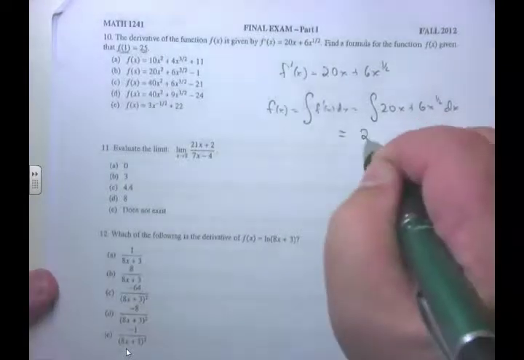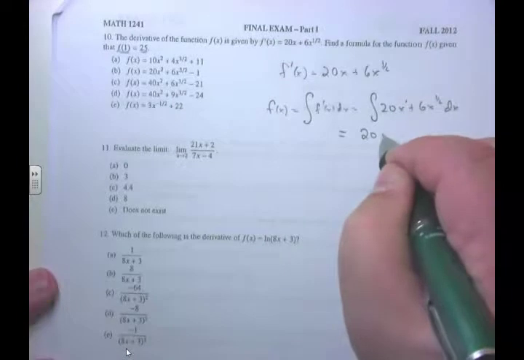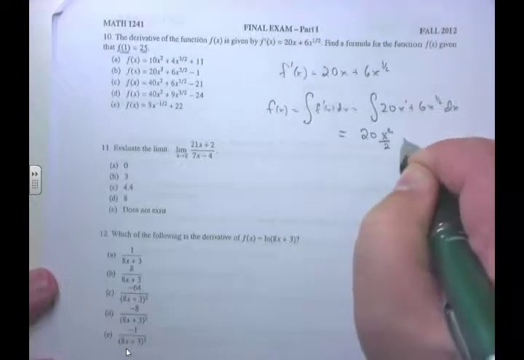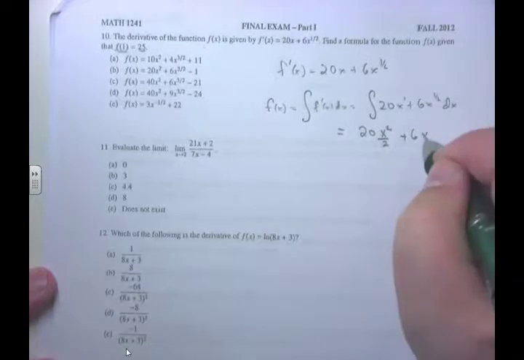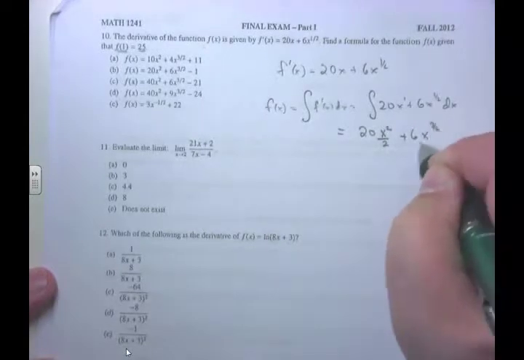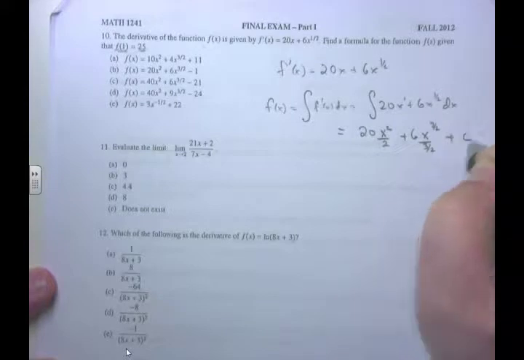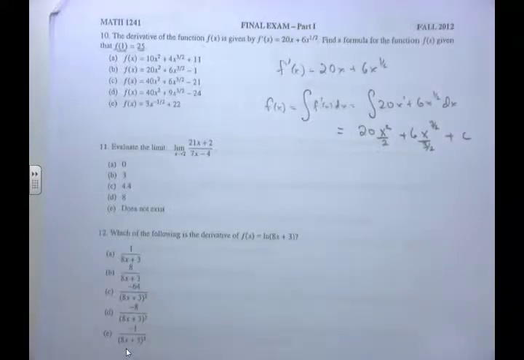So, 20 is a constant, leave it alone. What's the integral of x to the first? Add 1 over add 1, that's x squared over 2. 6 is a constant, leave it alone. What's the integral of x to the 1/2? Add 1 over add 1, x to the 3/2 over 3/2. And don't forget, you got to have your plus c for your constant of integration.